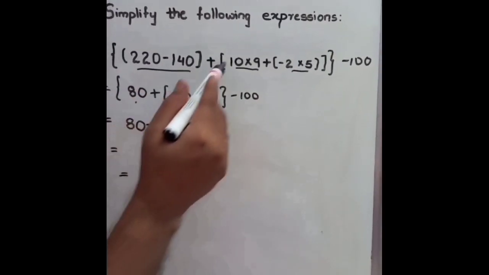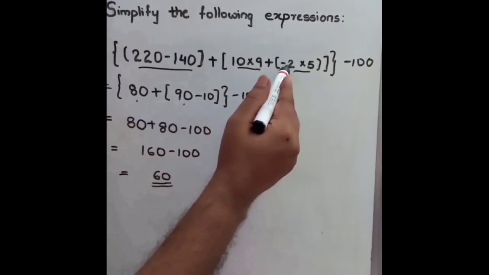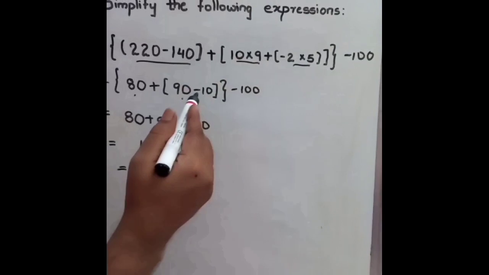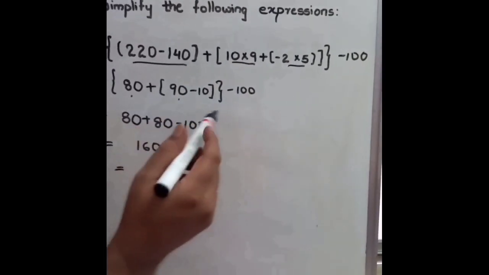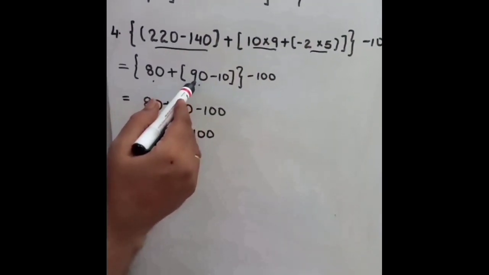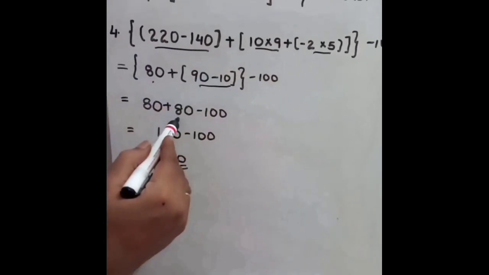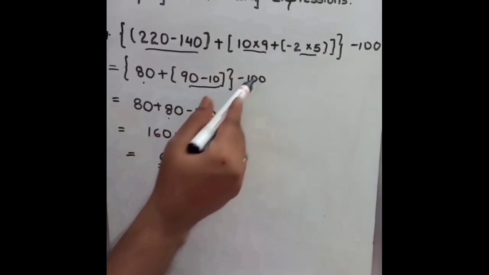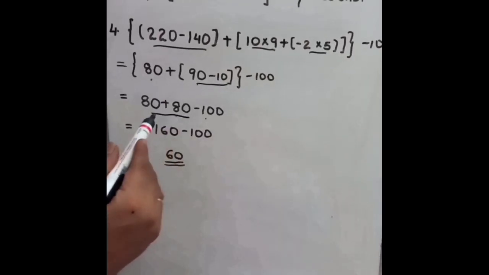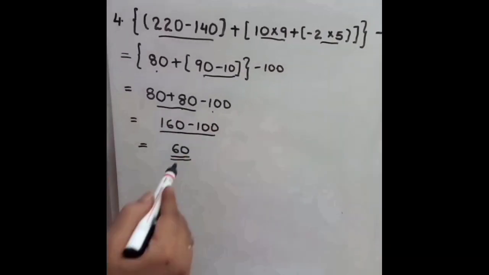Then the plus sign, now the next bracket, 10 into 9, that is 90. Then minus 2 into 5, that is minus 10. So 90 minus 10, and minus 100, the outer one. So 80 is here. Now this part is solved. So 80 is coming down here, and 90 minus 10 comes up to 80. 80 plus 80, and here minus 100. Now first we'll solve the addition part. That is 80 plus 80, 160, minus 100, that is 60.